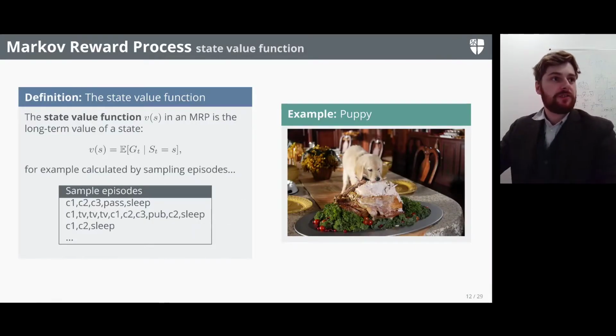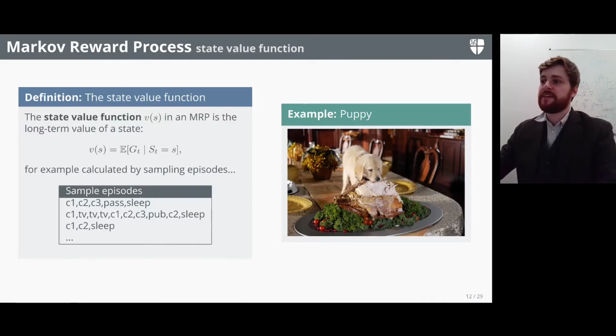So that brings us on to the state value function, or the value function. And this is a really central idea in reinforcement learning. The value function in a Markov reward process is the long-term value of a state. So every state has this value function, which is defined as the expected value of the return conditional on some state. And this is really calculated by sampling lots of episodes and averaging.